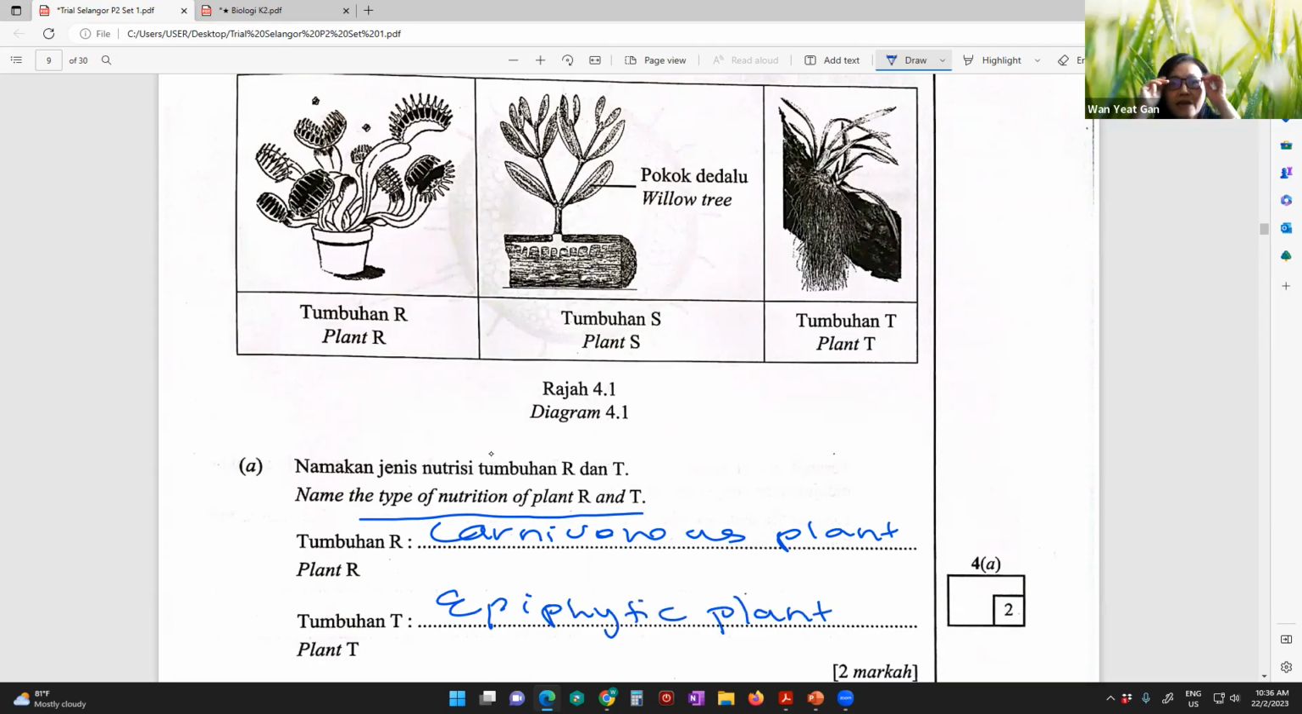Now, if you look at the diagram, the difference between plant S and plant T: plant S is a parasitic plant because you can see that the roots have actually penetrated the host. When you see roots going deep into the host, then you know that this is a parasitic plant. While you look at T, T doesn't have roots that penetrate into the host. It actually has roots that dangle outside. So this is an epiphytic plant. Okay, so that's how you can tell the difference between an epiphytic and a parasitic plant.